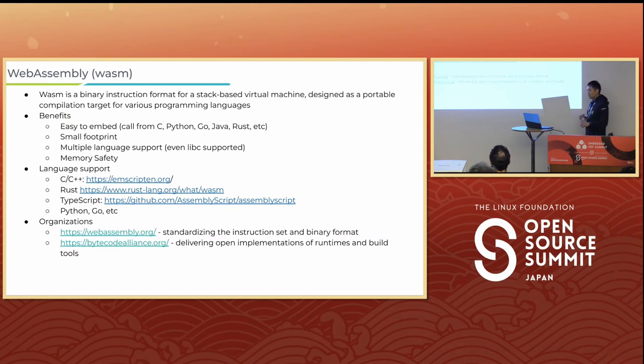So WASM, I think some of you already know about this, is a binary instruction format designed as a portable compilation target for various programming languages. Why is this good for IoT? First of all, it's easy to call routines from WebAssembly from various languages. One of the goals of what I do and what we want to do with Atreus is to build an ecosystem, and an ecosystem includes developers. We have to make it easy for developers to develop these edge AI applications on these embedded devices.